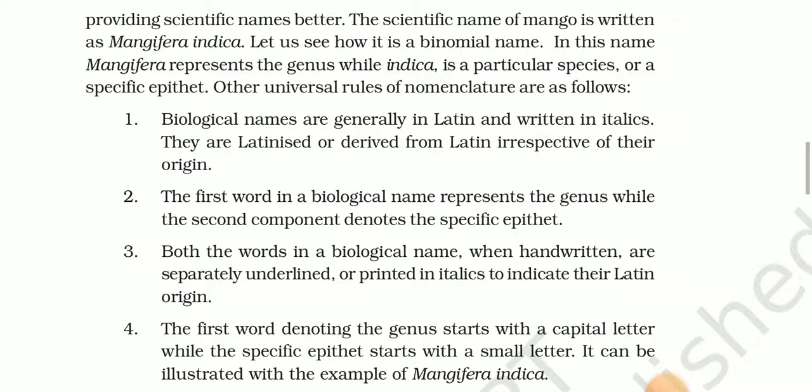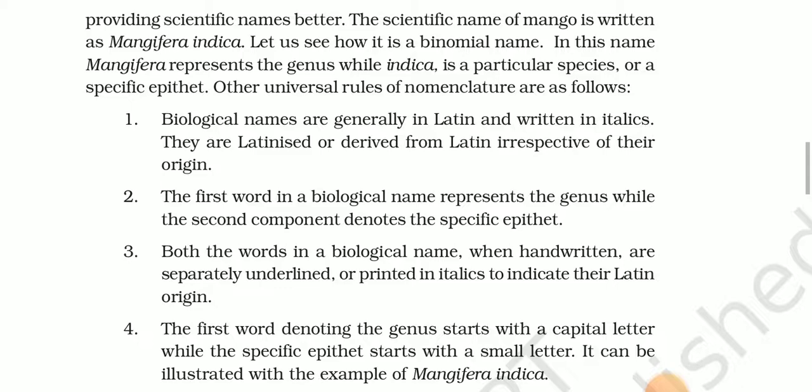Both the words in a biological name, when handwritten, are separately underlined, or printed in italics, to indicate their Latin origin. So when a biological name is handwritten, it should be separately underlined, and when it is printed, it should be in italics. The first word denoting the genus starts with a capital letter, while the specific epithet starts with a small letter. It can be illustrated with the example of Mangifera indica.